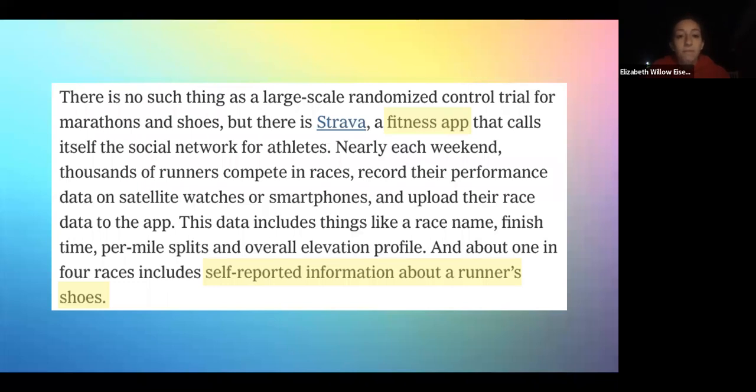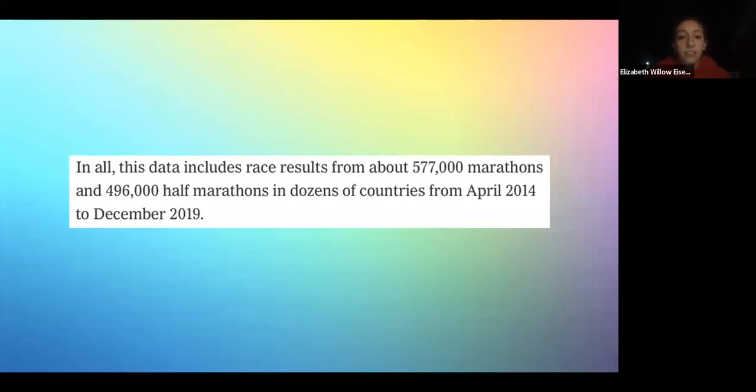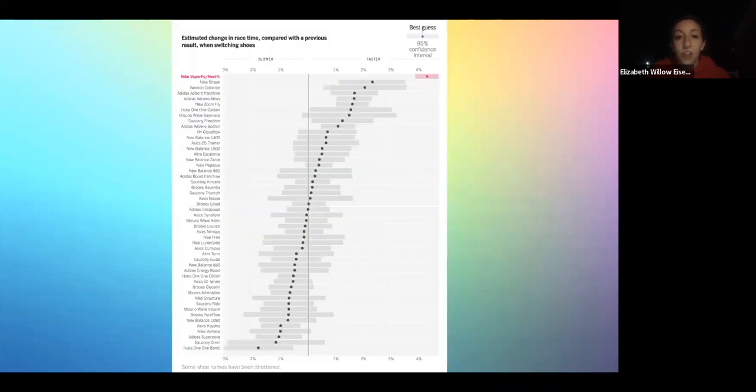So this app, the Strava app, there's a lot of runners nearly each weekend. Thousands of runners compete in races, record their performance on these watches or on smartphones. They upload the data, and a lot of them will also report what shoes they're wearing for that run. And so that's the information that they're going to be using to do these analyses. So all in all, it's results from about 577,000 marathons, almost 500,000 half marathons, dozens of countries, 2014 to 2019. So a bunch of data that they're looking at for a lot of different runners.